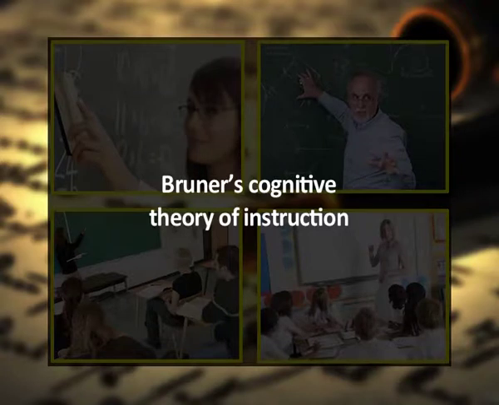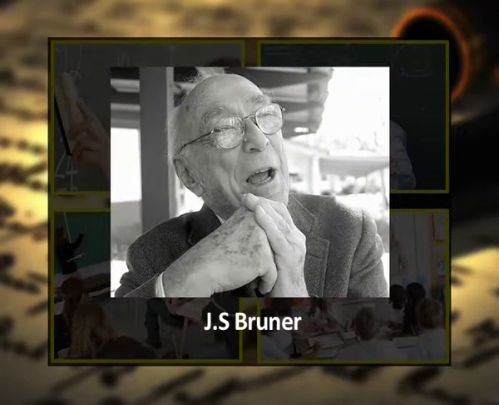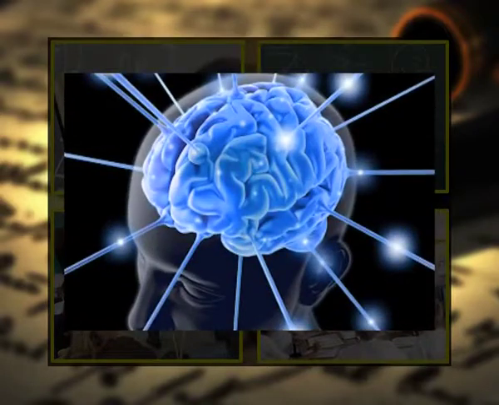Bruner's cognitive theory of instruction. J.S. Bruner proposed a theory of instruction which is very different from those of earlier psychologists. This theory was based on his ideas and assumptions, summarized as: learning is not simply stimulus-response conditioning or reinforcement, but rather a cognitive process. As a cognitive process, it involves three simultaneous acts.